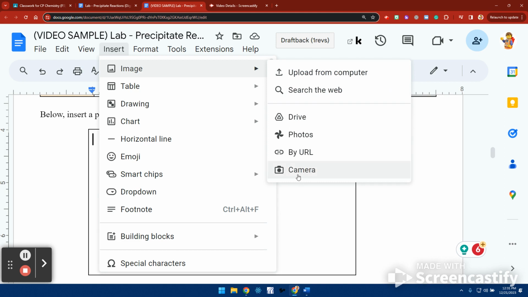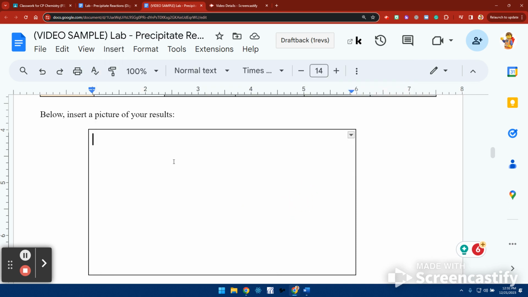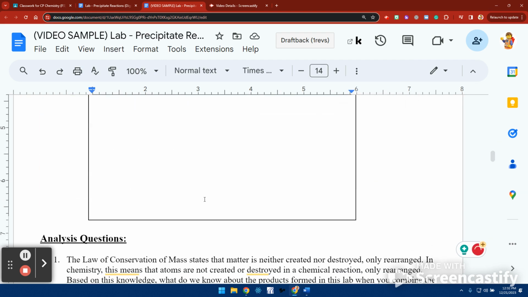So you can also use your camera, all right, and just take a picture directly with your laptop. A little bit messier, but that's fine. Make sure that when you take the picture, you crop it so that I'm looking expressly at your results right here, okay? Anyways, going on.